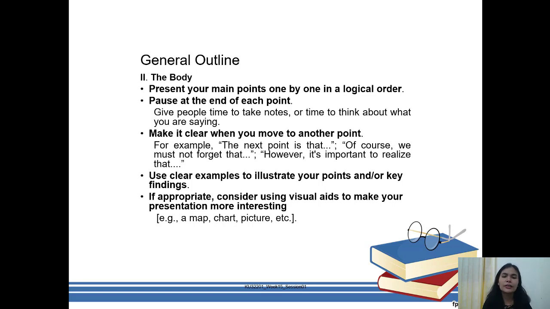For example, you can say, so the next point is, or however, we must not forget, something like that. When you want to move to another point, it is important to give a hint to the future points, the next point. And then the next part is to use clear examples to illustrate your points and or the key findings.